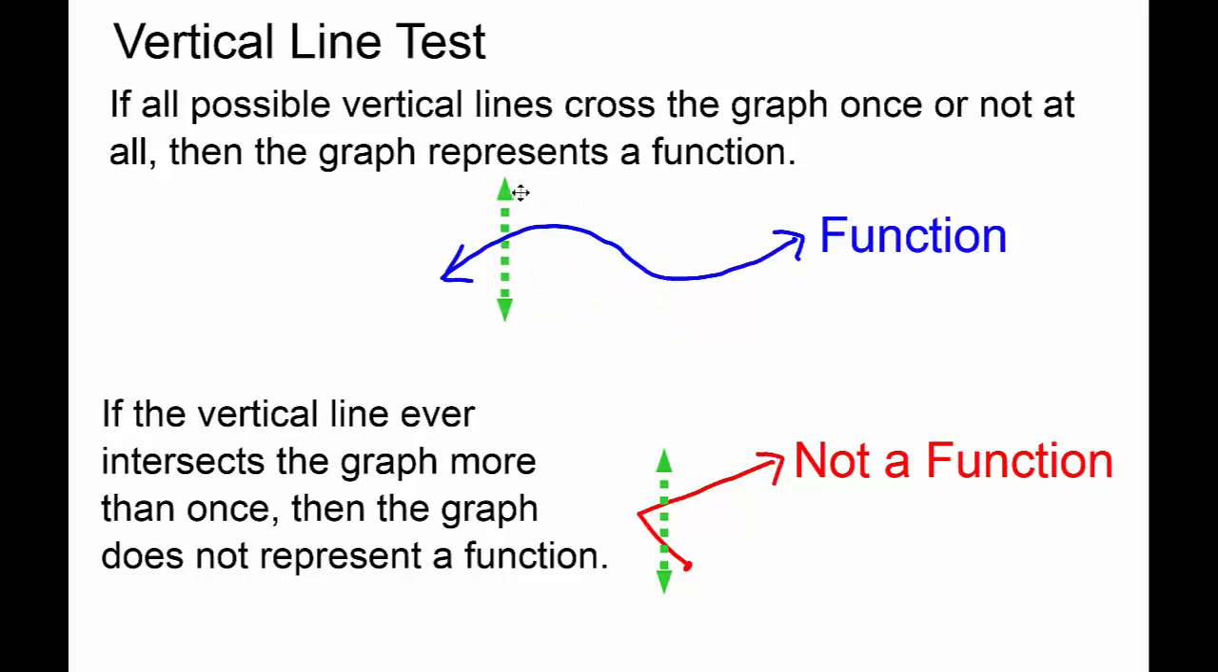The green vertical line is only intersecting the graph at most once. So this graph is a function. If the line intersects the graph more than once, then the graph does not represent a function. We notice here the green vertical line sometimes hits the red graph more than once. So the graph does not represent a function.